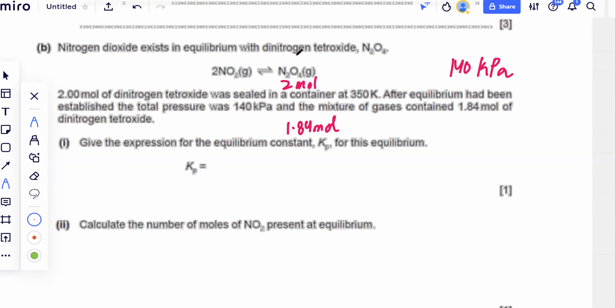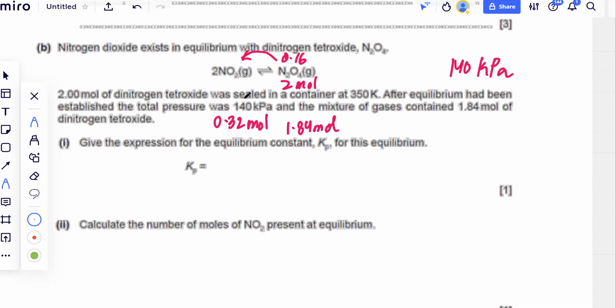So how many moles are missing? The number of moles have decreased now. You start off with 2. So it's 0.16 that are gone, right? Yes. And what happened to those 0.16? They turn into NO2, right? So it's 1:2. So over here, 0.32 extra would be produced. So at equilibrium, you're going to have 0.32 moles, because initially you didn't have any. Now there's an extra 0.32 getting produced. So at equilibrium, you're going to have 0.32. Is this clear? Yes, sir.